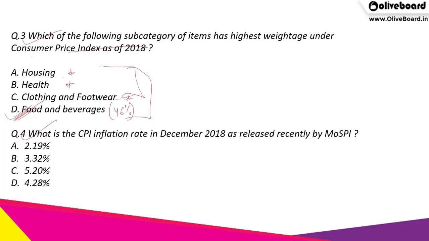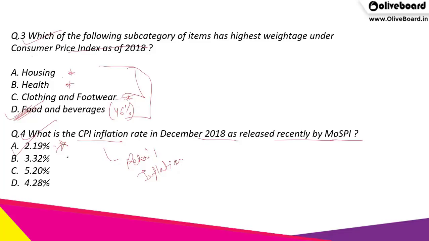45.8% approximately. What is the CPI inflation rate in December 2018 as released recently by MOSPI? In January they released latest rates. A, 2.19, B, 3.32, C, 5.2, or D, 4.28. So what is the answer? The correct answer is 2.19%. CPI inflation is also called retail inflation.